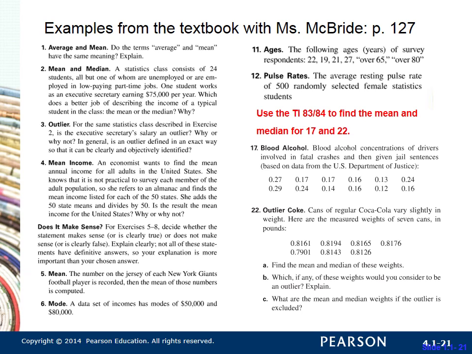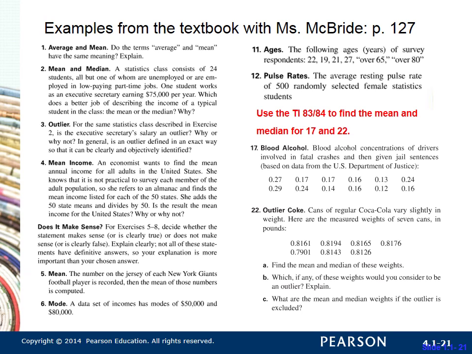All right, does it make sense? For example, 5 through 8, decide whether it makes sense or not. Let's see why or why not. Can we find the mean for the number of the jerseys of the New York Giants? Well, you could, but the mean means absolutely nothing. So it would not be a good measure of anything.